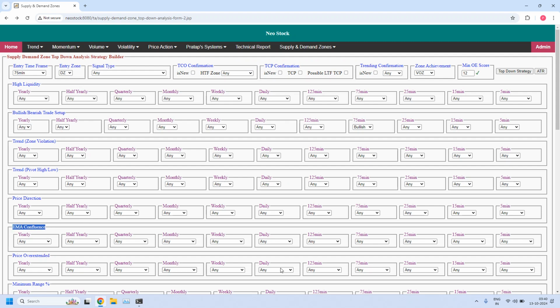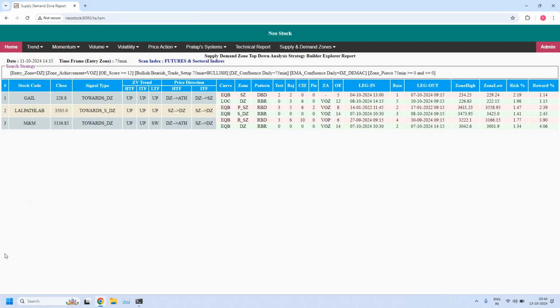So in the EMA confluence, in the daily time frame, daily demand zone might be having daily EMA confluence. So we want to identify those stocks. So I enable the filter daily demand zone with daily EMA confluence, because 75 minutes demand zone is part of the daily demand zone. So these three stocks are filtered. So they are supporting high probability setups, these demand zones.